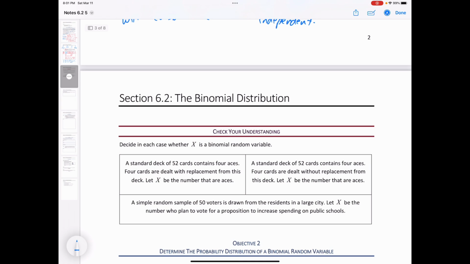The next one, stop the video and put whether you think that they're binomial or not, and then come back and I will explain them to you. The first one, a standard deck of 52 cards contains 4 aces. 4 cards are dealt with replacement. If it's with replacement, that is binomial, okay? The second one, without replacement, that's not. And we talked about the independent and the probability of success.